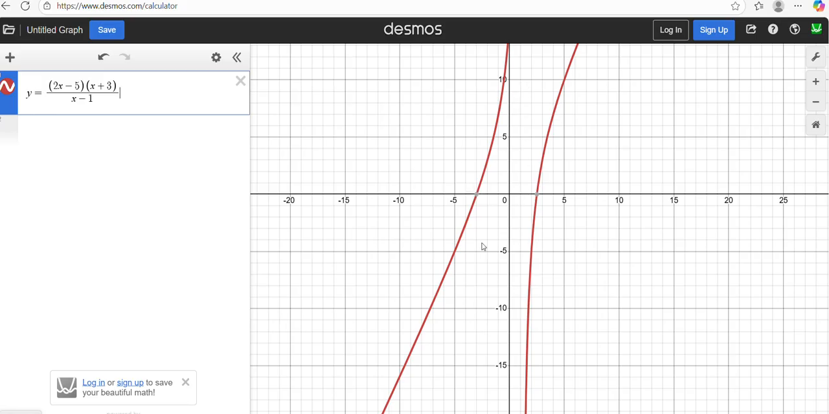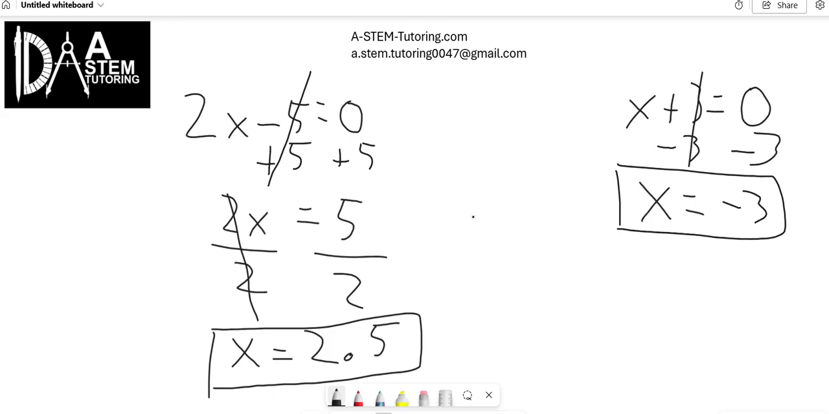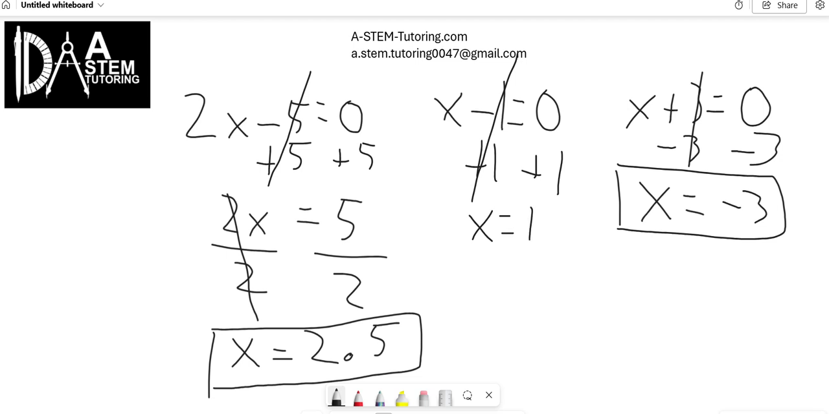Now, you notice this blank space here, suggesting a vertical asymptote, a vertical line that the graph, the red curve, will approach but will never touch or cross. Where does the vertical asymptote occur? It occurs when you have a denominator equal to 0, which means the quantity x minus 1 would equal 0. So if we solve that, if x minus 1 equals 0, we can add 1 to both sides, and we get x equals 1. We should have a vertical asymptote at x equals 1.